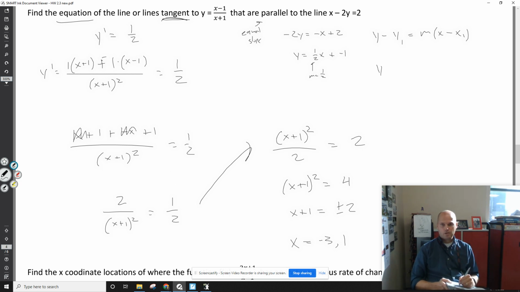Now I need my equations, which won't be too tough because I have two of the three pieces of information. I have the x coordinate. I have the slope. I just need the y coordinate. Plug in negative 3 into y to find the y coordinate. Negative 3 minus 1 is negative 4. Negative 3 plus 1 is negative 2, so I get positive 2. 1 minus 1 is 0. 1 plus 1 is 2, so that's 0.